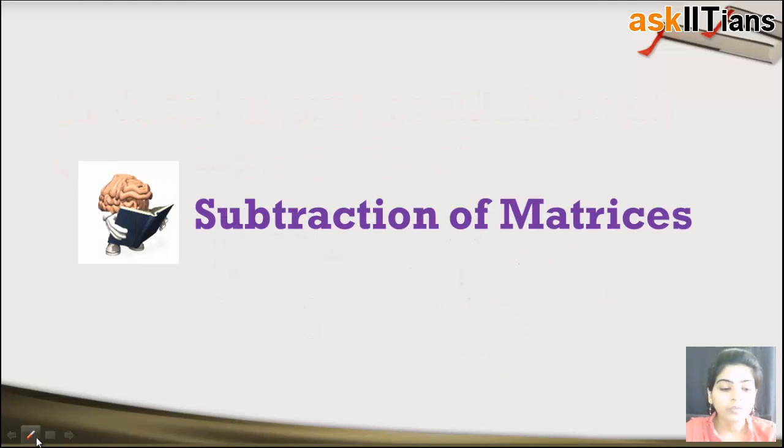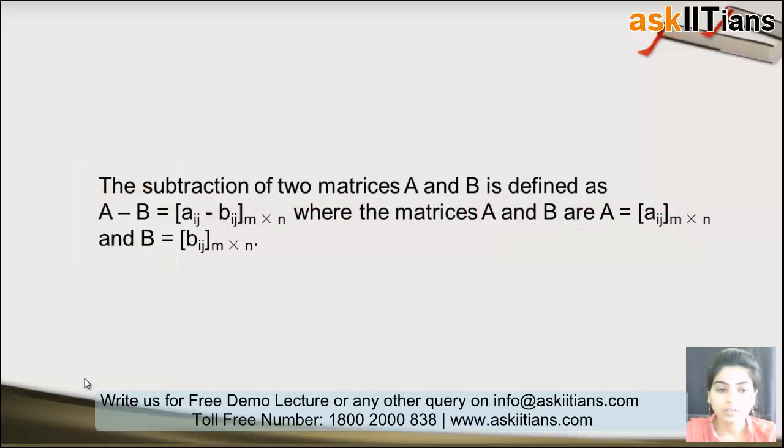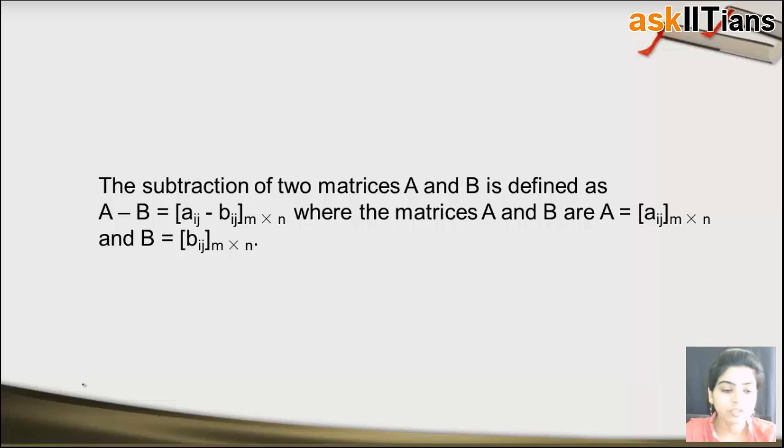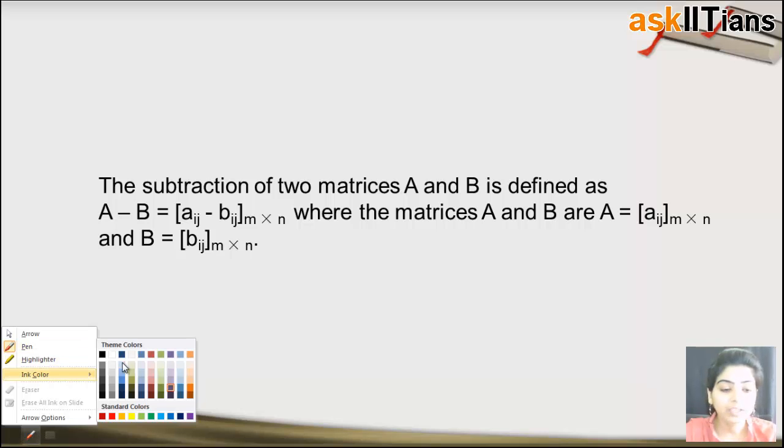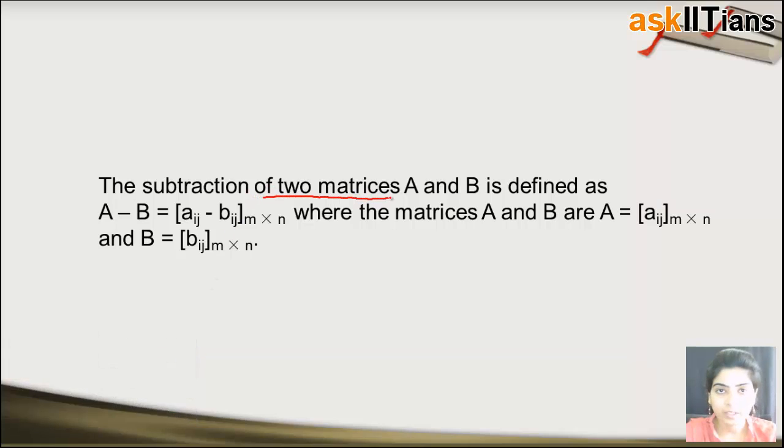Okay, so now we have subtraction of matrices. Subtraction is also quite similar to addition. Let's see the mathematical definition first of all. The mathematical definition says that the subtraction of two matrices A and B is defined as A minus B, which is equal to aij minus bij, m cross n, where A is aij of order m cross n and B is bij of order m cross n, right?